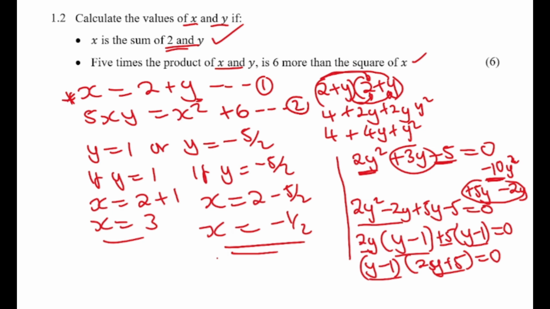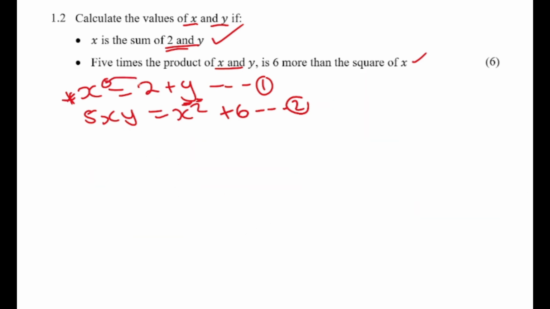The other one will be to isolate y. You can isolate y and then solve your equation. Let's try to do that. We can bring 2 this side, becomes x minus 2. So y is equal to x minus 2. And then where there's y, you put x minus 2. So you're going to put x minus 2 there.